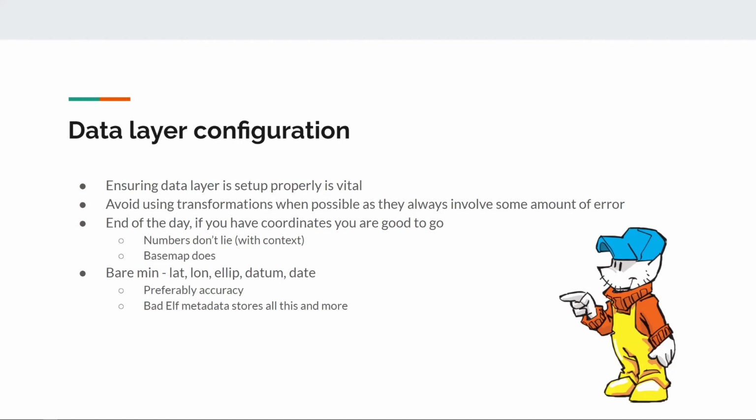I would always try to save your coordinates, including the ellipsoidal height, along with the datum and the date. That way you can always shift everything later. If, let's say, you set up your layer wrong and didn't realize it originally, you have all that information in your table: your lat-long coordinates along with your datum and date, and you can always shift them after the fact. You can interpret what's going on.